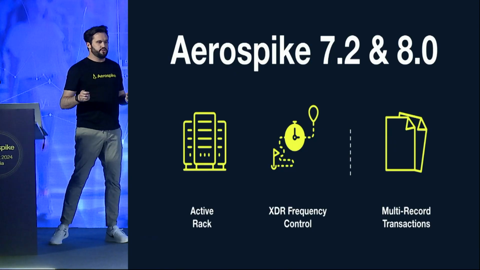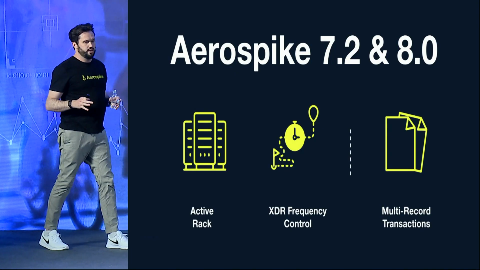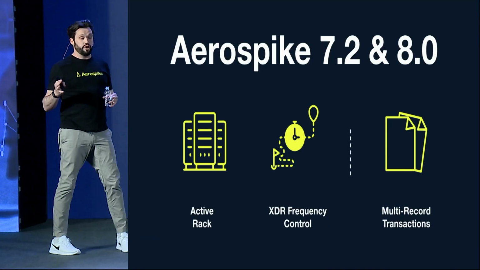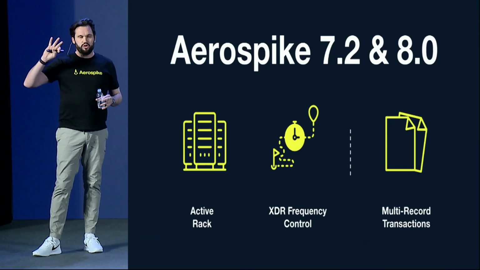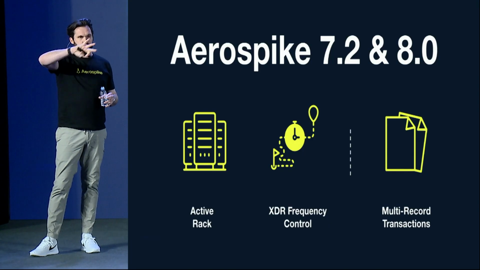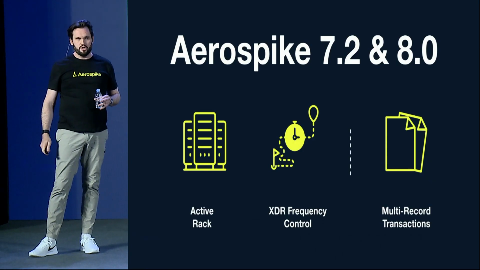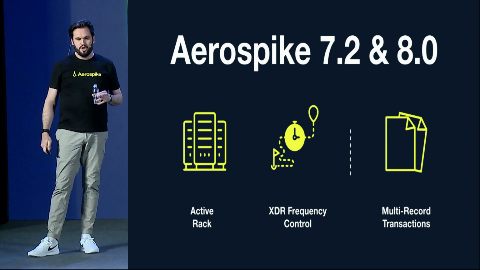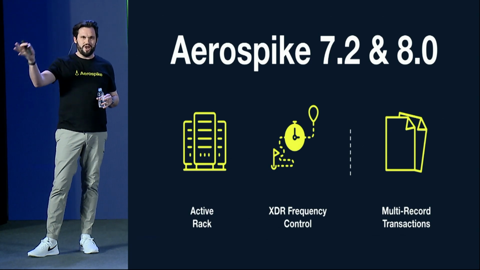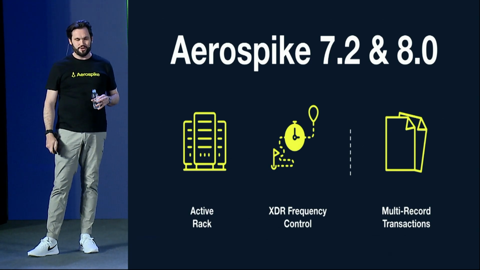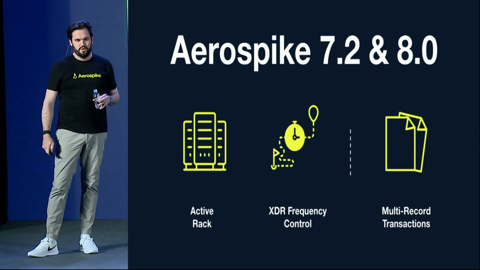Minor release in the coming weeks, Aerospike 7.2. That's going to give you access to the active rack functionality, and it's going to give you access to the XDR frequency control. And then, throughout this year, we'll have the preview program, the beta program, and general availability for Aerospike 8.0, which will give you access to multi-record transactions. And of course, it'll have the features and capabilities of Aerospike 7.2 in it as well.